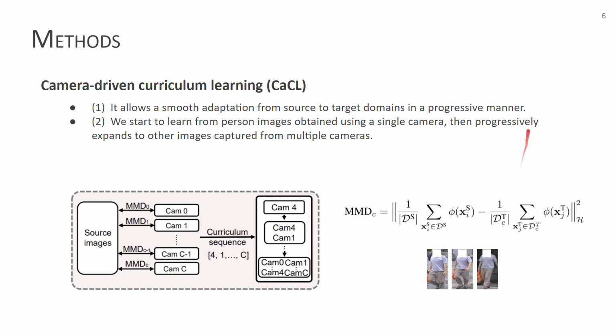Our curriculum learning with a camera-driven scheduler provides the following advantages. It allows a smooth adaptation from source to target domains in a progressive manner. We start to learn from person images obtained using a single camera, then progressively expand to other images captured from multiple cameras.